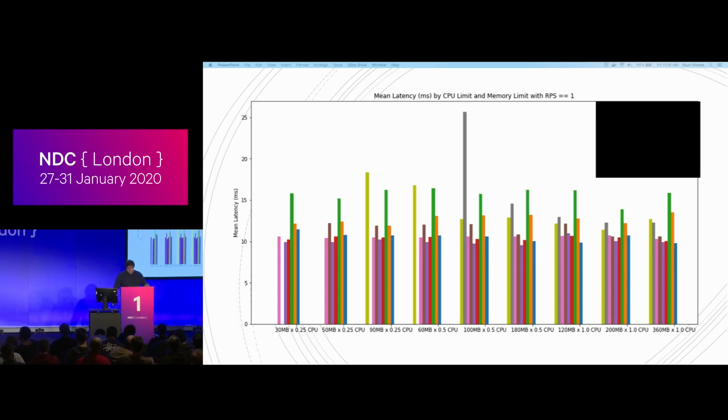So let me unpack what you're looking at here. We've got our combinations across the bottom. There's 30 megs and a quarter of a CPU on the small end, and 360 megs of memory and a full CPU on the right end. Something that very smart people get confused about when they see this, and you're even smarter so you won't get confused: one CPU does not mean one core. It means one unit of CPU. So one CPU does not mean you're single threaded.